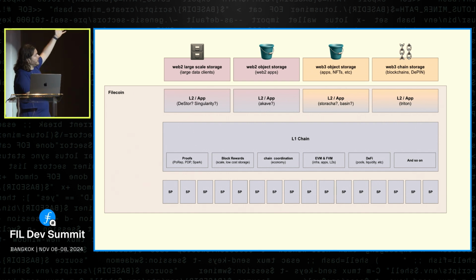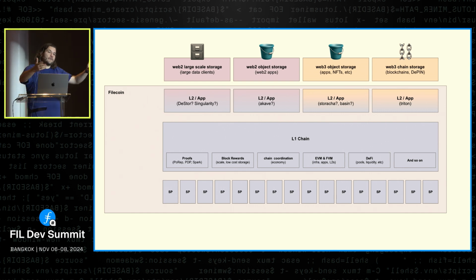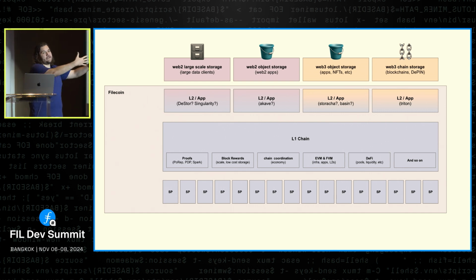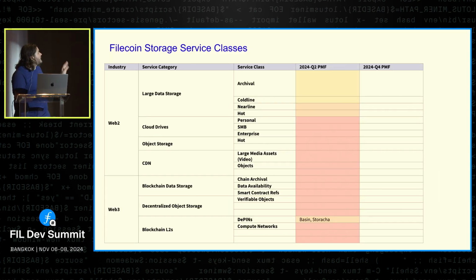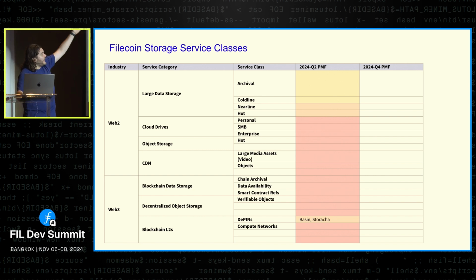Because in a decentralized network, the fundamental problem is how do you organize and coordinate large parties towards those landscapes. So what I would like to end up with is some kind of scorecard where we could have a service category and then specific service classes, and we could grade the PMF that we have on each one of these quarter by quarter. Like this would be awesome.